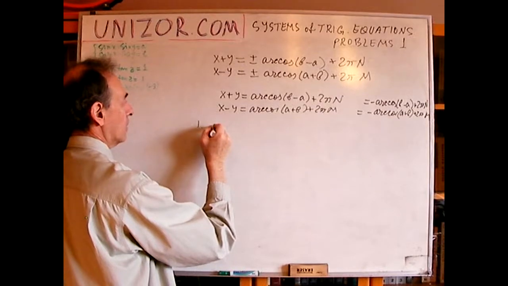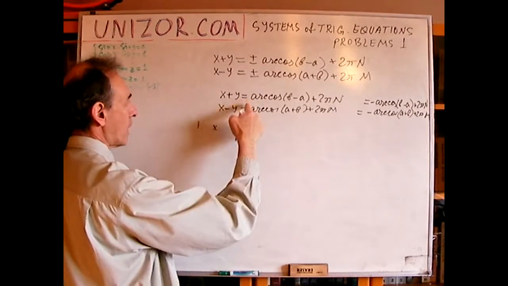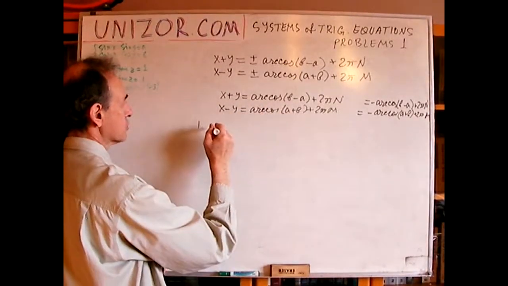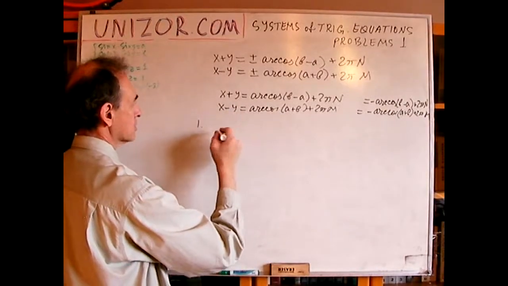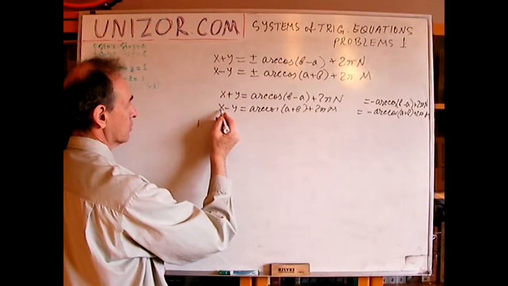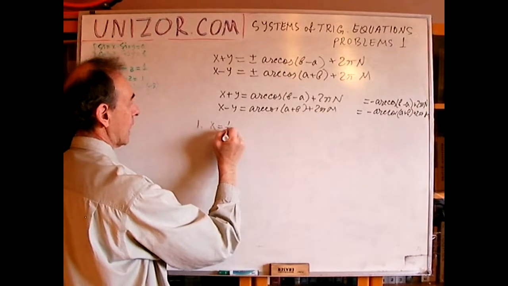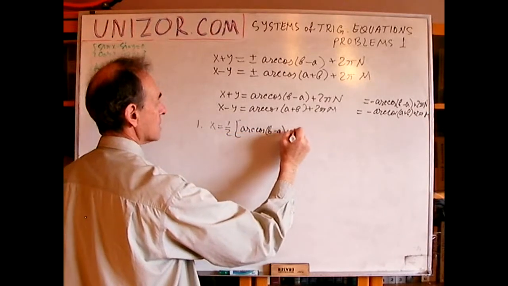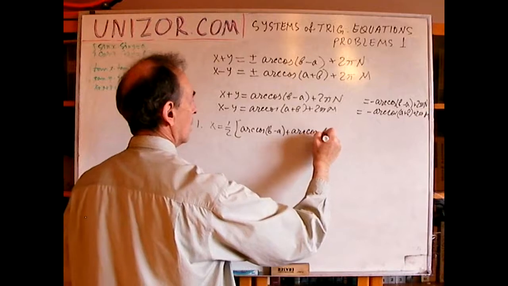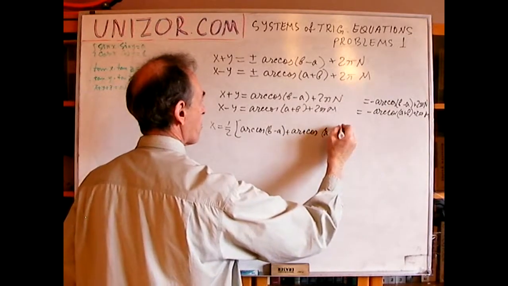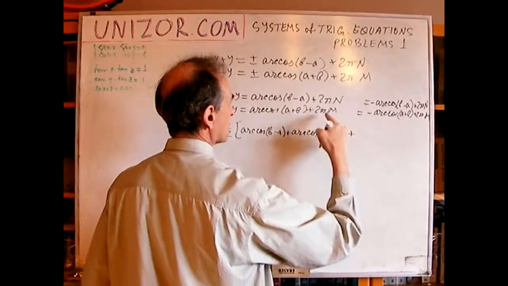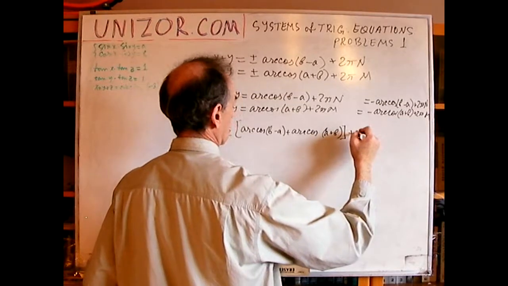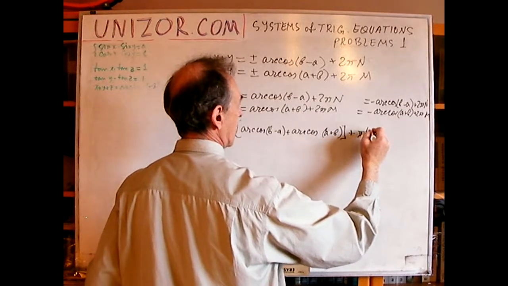which is x plus y equal to this and x minus y equal to this, from which I can conclude by adding these two, y and y will be reduced, there will be 2x here, so x is equal to 1/2 of arc cosine of (b minus a) plus arc cosine of (a plus b), plus pi times (m plus n).